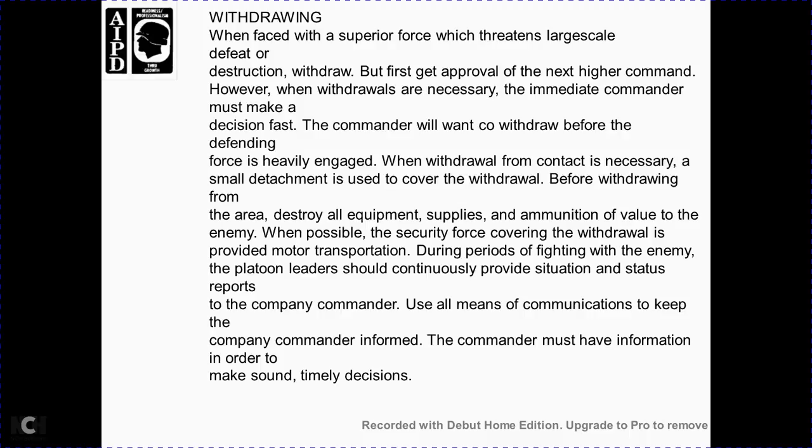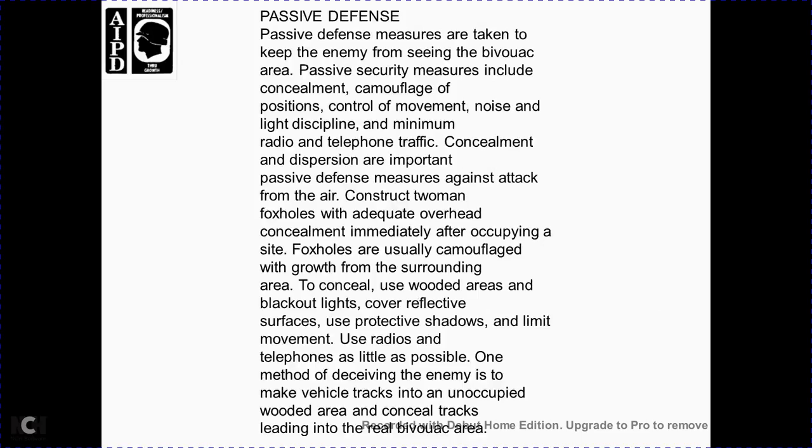The platoon leader should be continuously provided with the situation and send a report to the company commander, using the means of communication to keep the company commander informed. The companies must have the information in order to make sound, timely decisions.